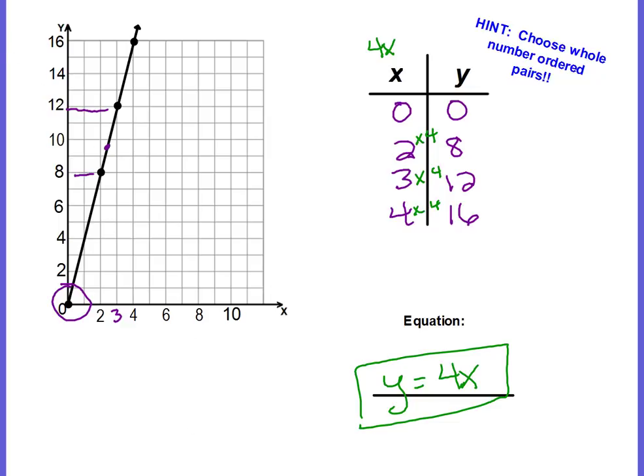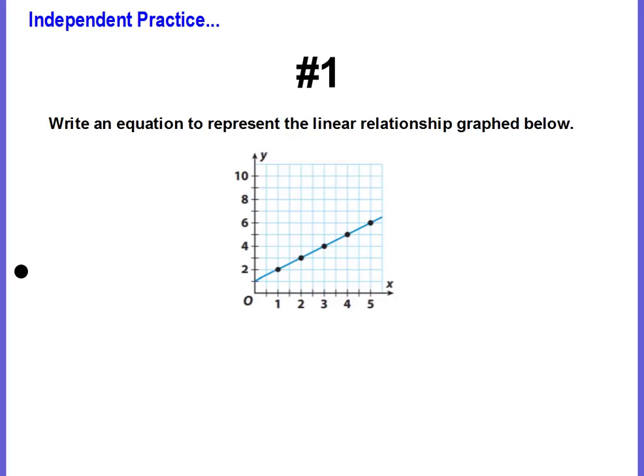Okay, let's do one more example. This one I want you to do on your own. Pause the video. Once you have your table made and you've figured out the equation, come back and check your answers.